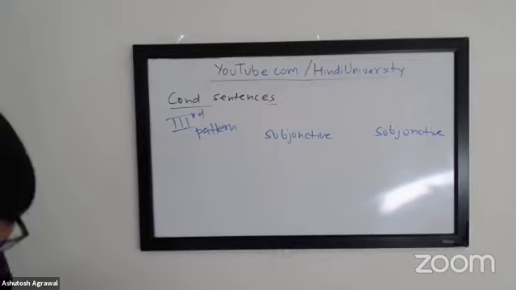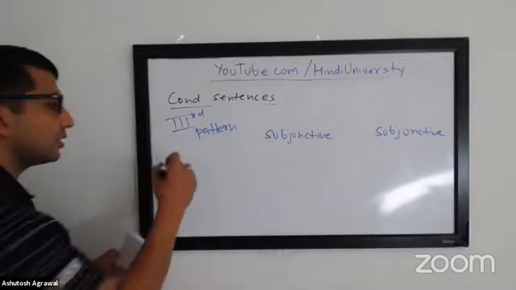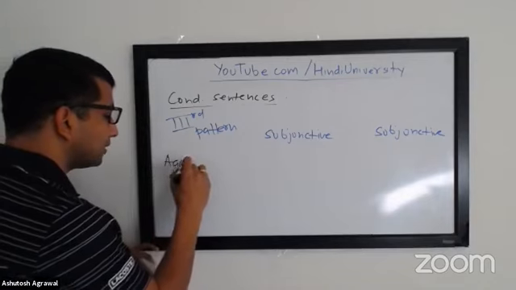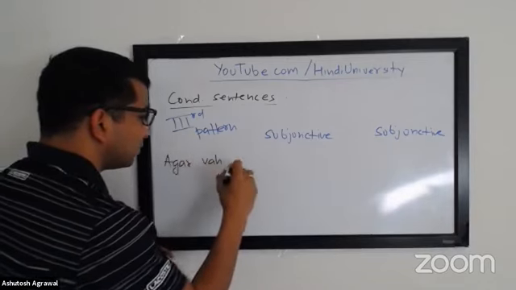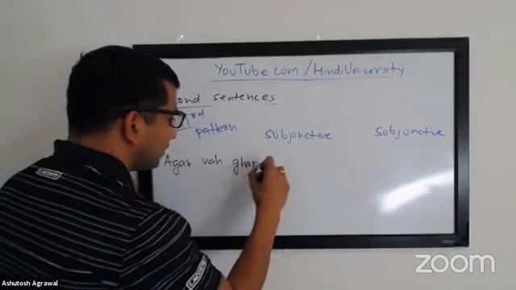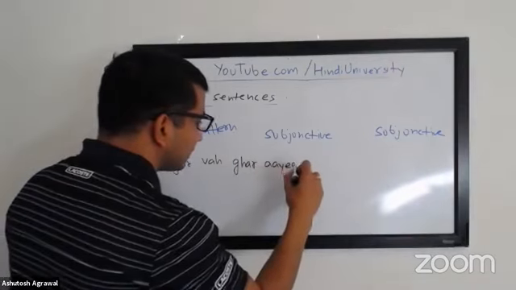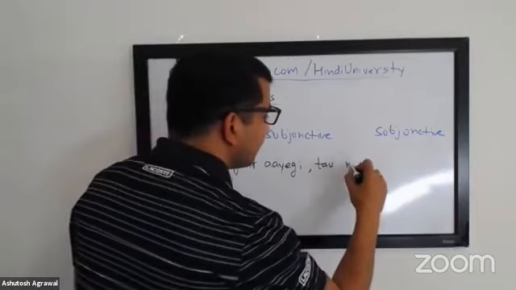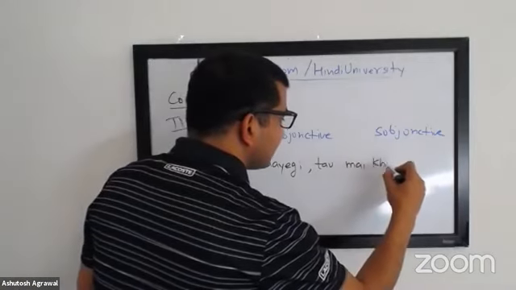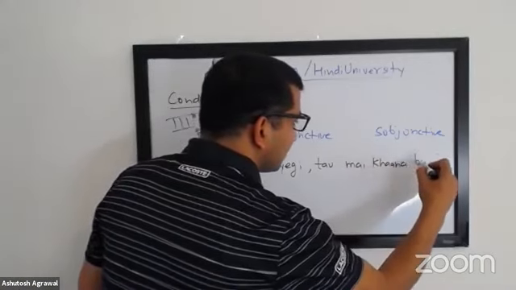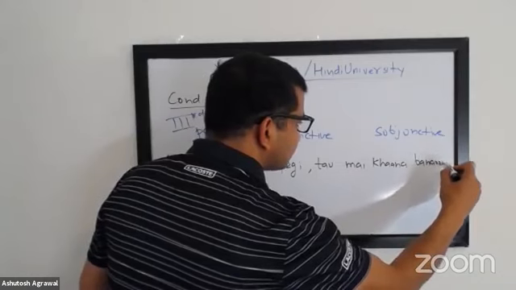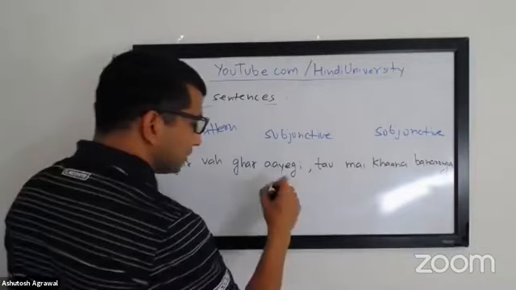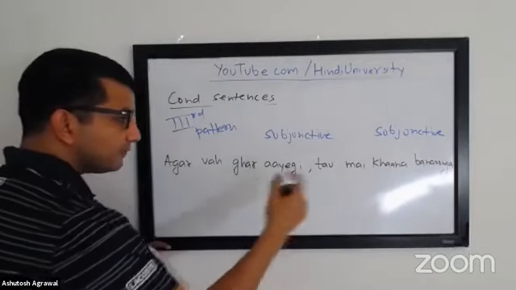So the sentence was, if she comes, then I will cook. I'm going to rewrite the first one. Agar वह घर आएगी तो मैं खाना बनाऊंगा. Okay, that's our first sentence, future. Then we try to do subjunctive and future.